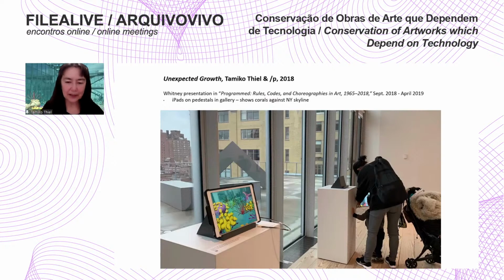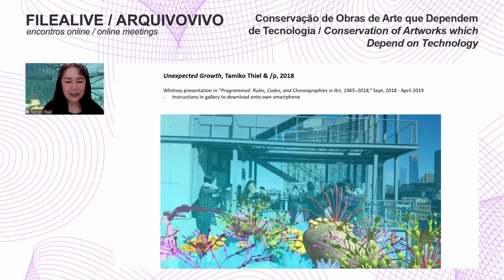Here's how it was shown in the Whitney. When you come into the space, you see in front of you these two 13-inch iPads, and they're set up so that you see the corals against the backdrop of the Manhattan sky. So you can immediately pick them up, there as the mother is showing it to her child who's too small to look directly in them. And there's also instructions on how you can download it on your own smartphone, and it says, please go out on the terrace and take a look at it.